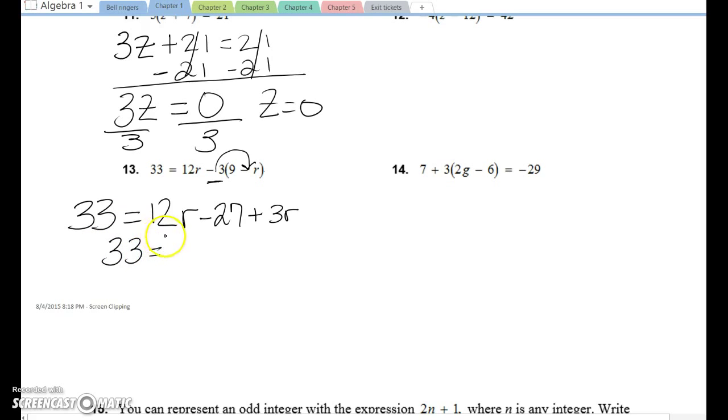So now I'm going to simplify. So look here, I have a 12r and a 3r. So 12 plus, this tells me what I'm going to do. So 12 plus 3 is 15r minus 27. The sign in front of your number is telling me what to do. If it's negative, then you subtract. If it's positive, you add. Okay, so now you should know what to do on this problem.